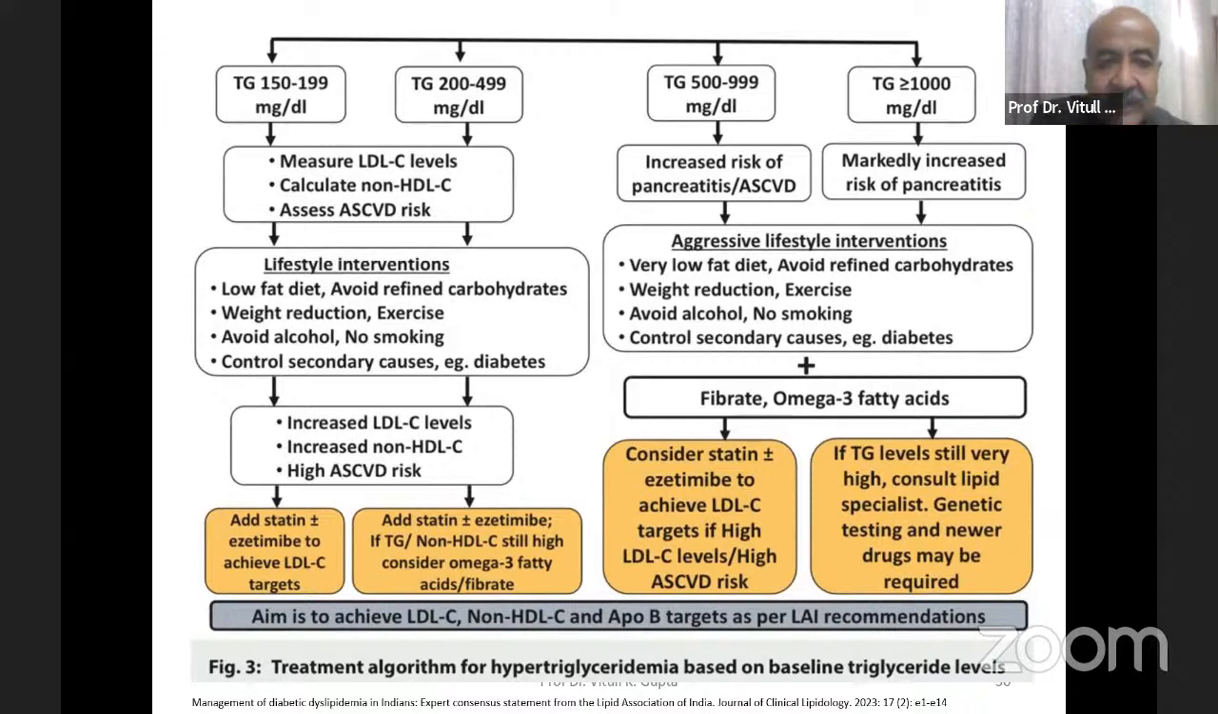And similarly, if the triglyceride levels are between 500 to 999, we straightaway go for risk stratification for pancreatitis as well as atherosclerotic cardiovascular disease. And similarly, aggressive lifestyle interventions are instituted, which was not the case when the triglyceride levels were low. And we add fibrates, omega-3 fatty acids, and similarly consider addition of statins, ezetimibe to achieve the LDL-C levels. And if they are not achieved, we can add bempedoic acid and PCSK9, as we have discussed in the risk stratification slide, if the risk is category A or category B.